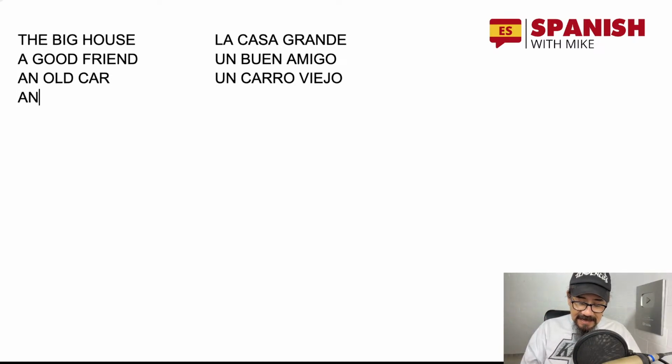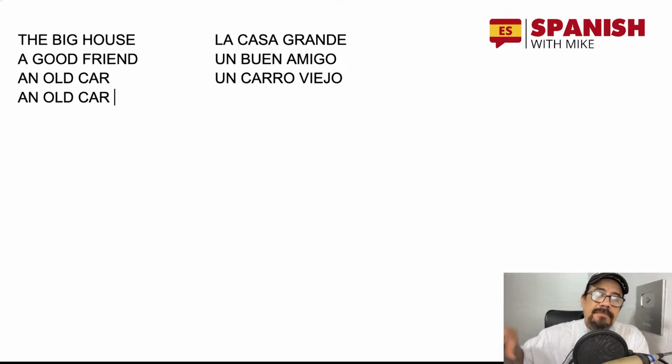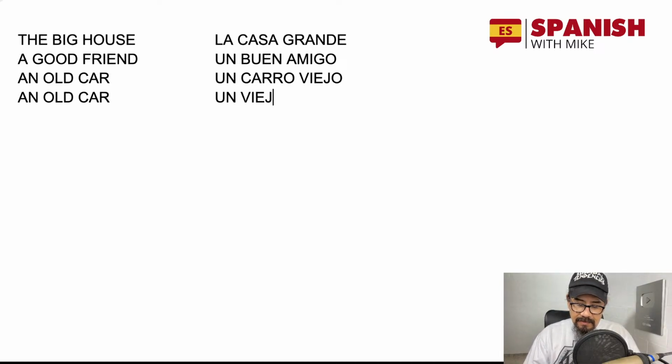But if I say an old car, like a former car that I had, not necessarily old, but one that I used to have, I would say un viejo carro. Right? So, how about changing positions and changing the meaning of the sentence depending on where I place the adjective? It's pretty much what we just did.